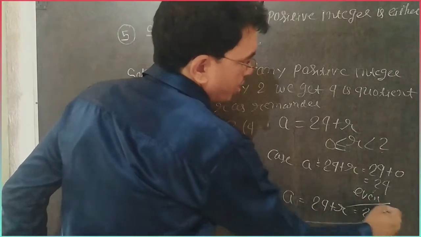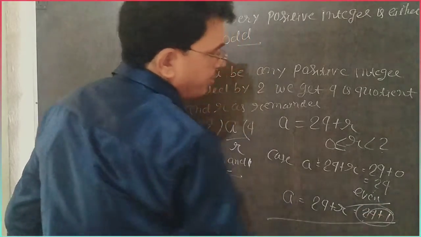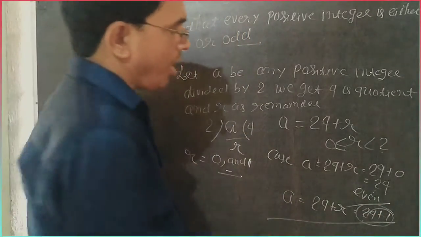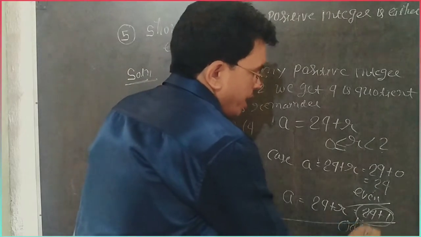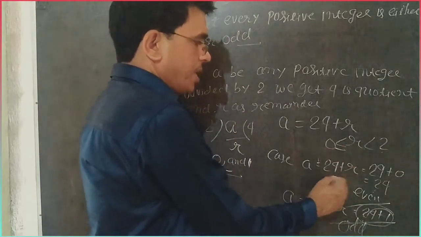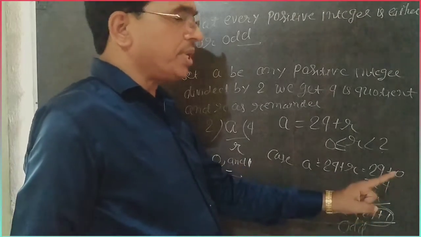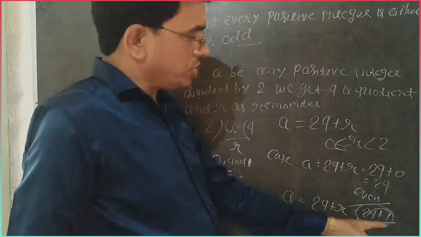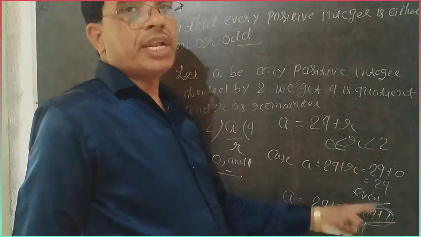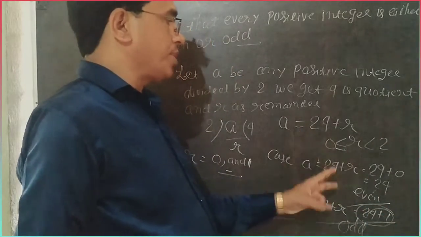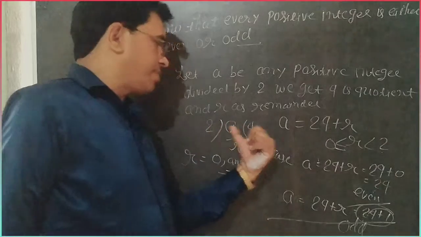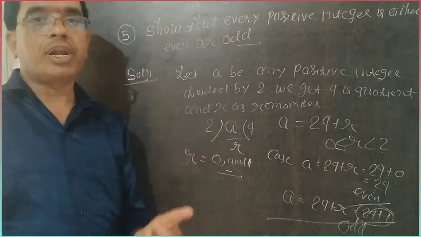Here 2 is not common between them, then it is clearly odd. So there are two possibilities here, either even or odd. When 2 is common, when 2 is a multiple of that number, then it is even. When there is no common 2 between them, then it is odd.